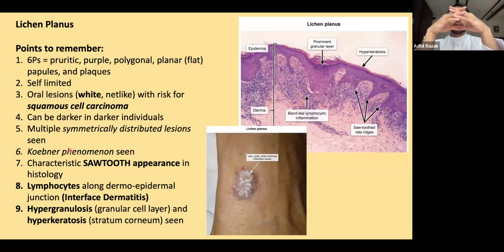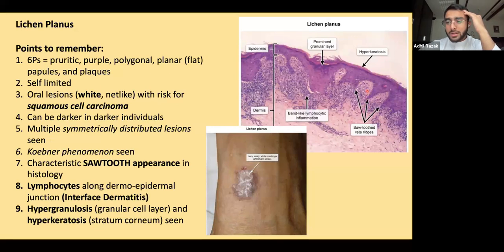It is symmetrical, which is characteristic. This one also has Koebner phenomenon, where after trauma the patient could develop lichen planus. So that's something in common with psoriasis. There is also a characteristic sawtooth appearance.